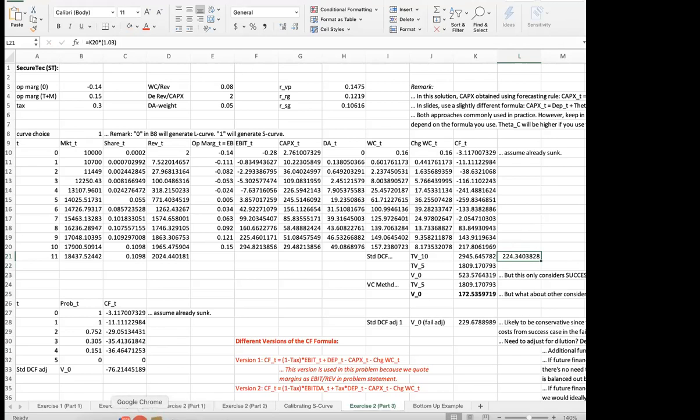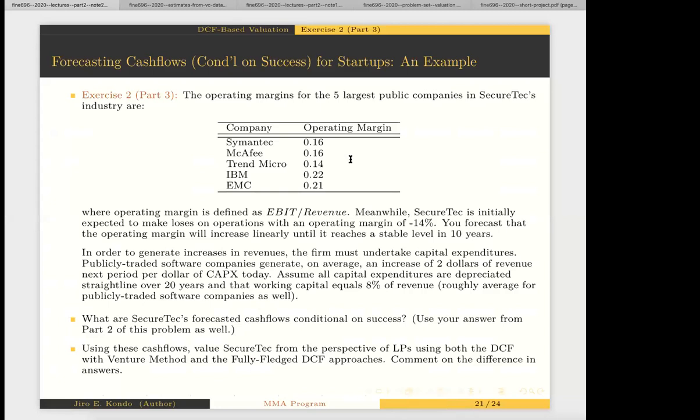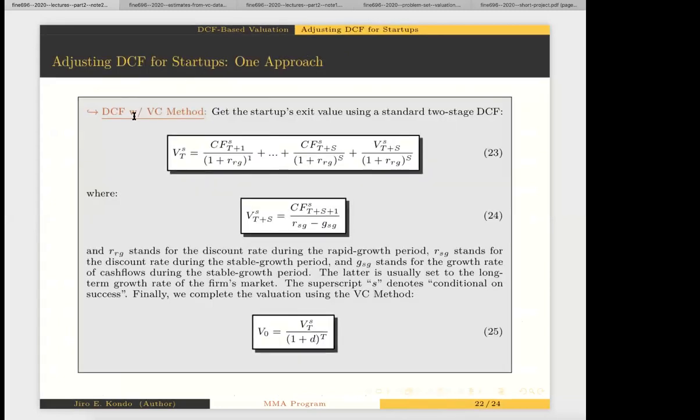So how do we go about valuing the startup in light of these forecasts? There are two approaches that we see used in practice. One is simpler, so I'll introduce that one first. It's called discounted cash flows with the VC method. Now maybe I should mention one thing about what I mean by the VC method.